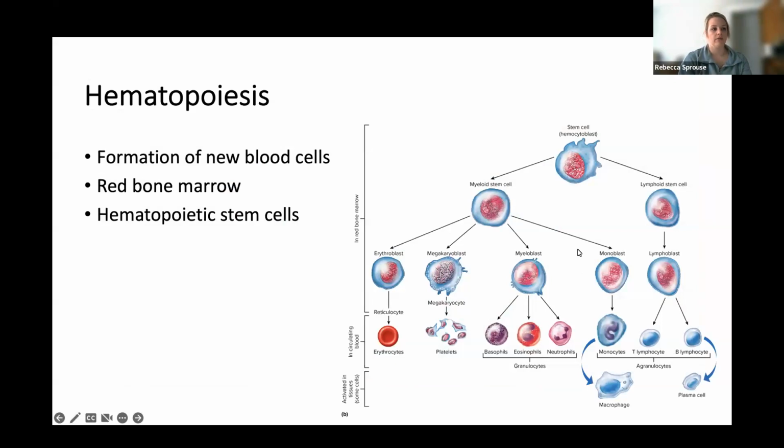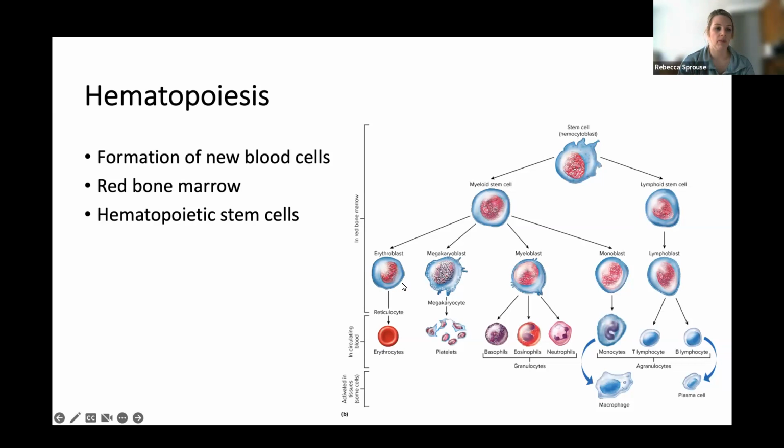This is all about the origin of our blood cells. So hematopoiesis would be the formation of new blood cells, and this occurs in the red bone marrow of the human body. And the precursor cell to all blood cells is going to be the stem cell, or a hemocytoblast. And that further differentiates into myeloid stem cells or lymphoid stem cells, and then those differentiate into red blood cells, platelets, and all the different types of white blood cells.